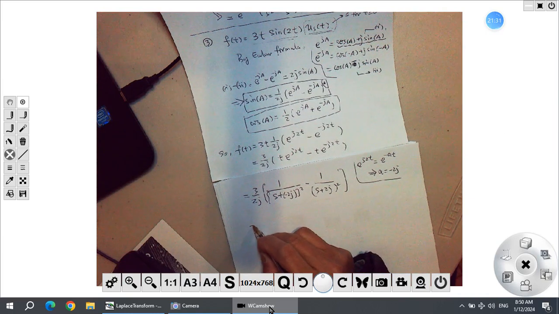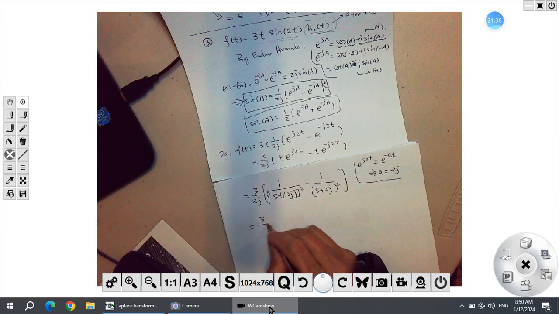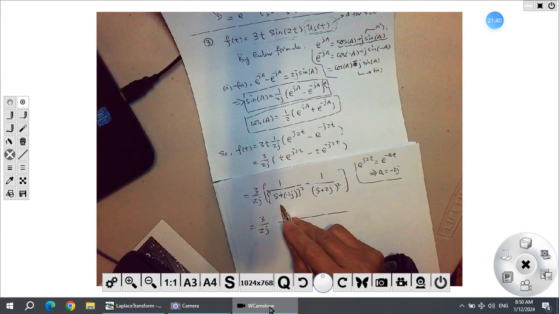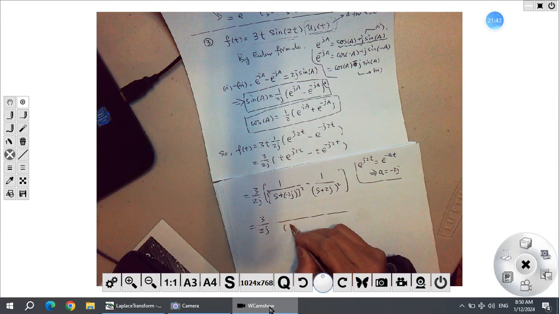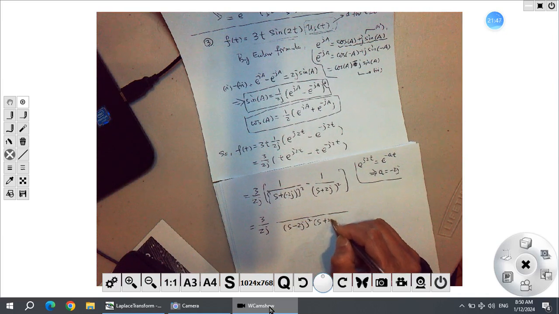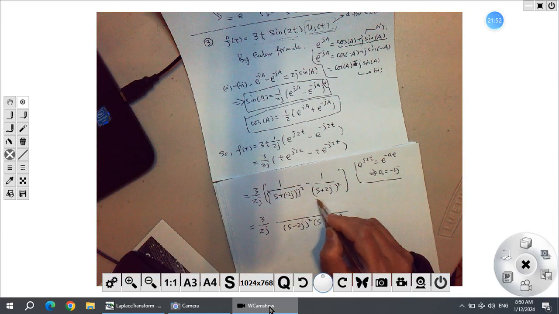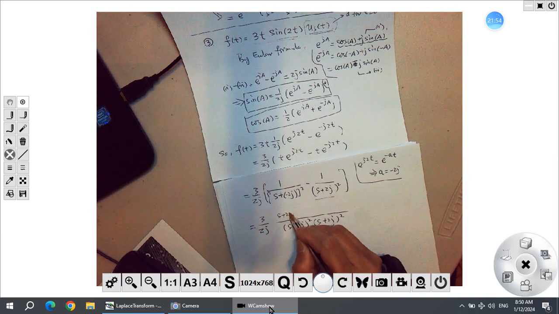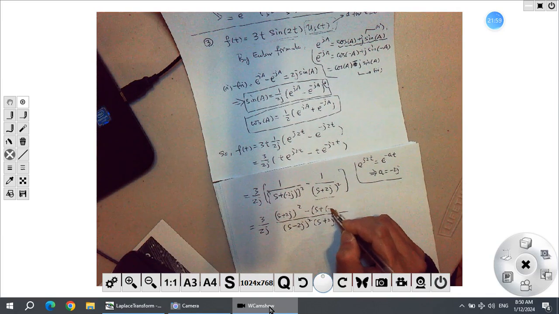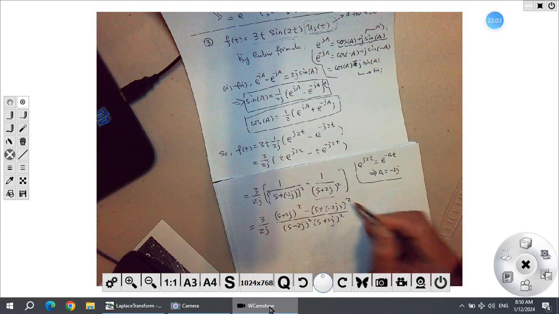I have two fractions, then I can put them together. So 3 over 2j, keep it. And combine these fractions together with the common denominator. So it is s minus 2j squared and s plus 2j squared. And the numerator is s plus 2j squared minus s minus 2j squared. Okay, it's fine. Alright.